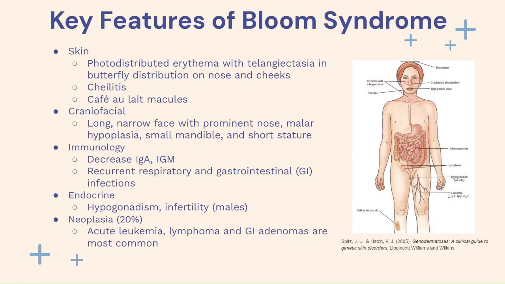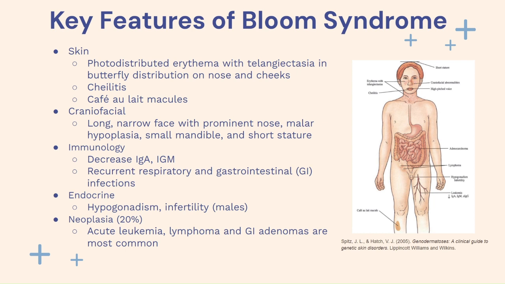Skin findings, you're going to get photodistributed erythema with telangiectasias in a butterfly distribution. Cheilitis and café au lait macules might also be found. They have a unique facies that will overlap with some of these disorders, but at least try to make an understanding of those. So, long, narrow face with prominent nose, malar hypoplasia, small mandible, short stature.